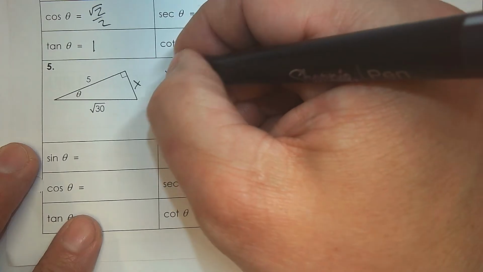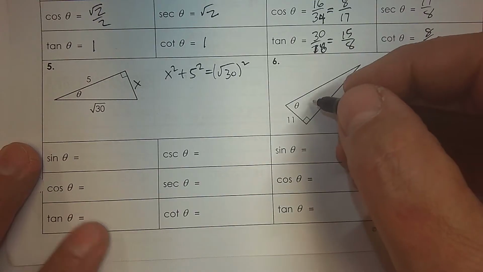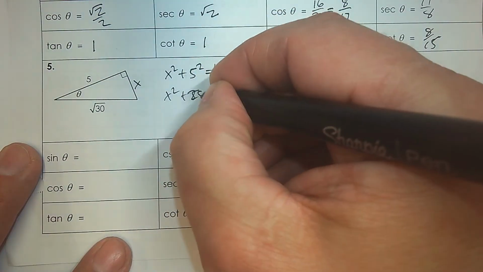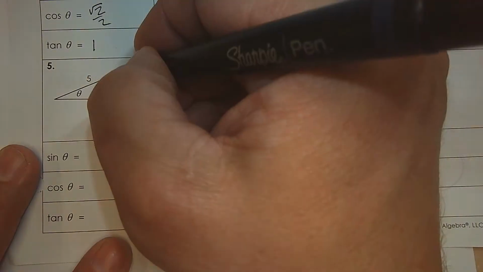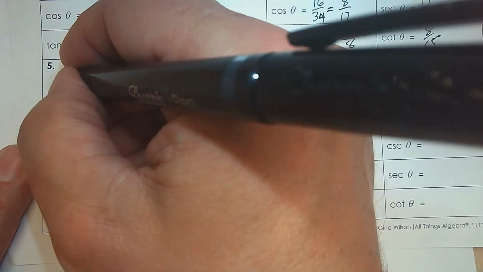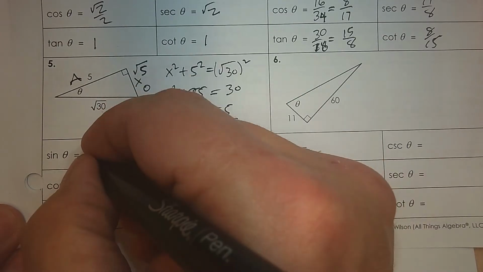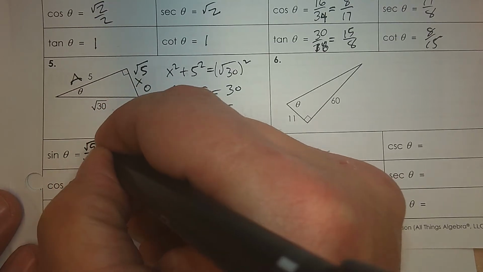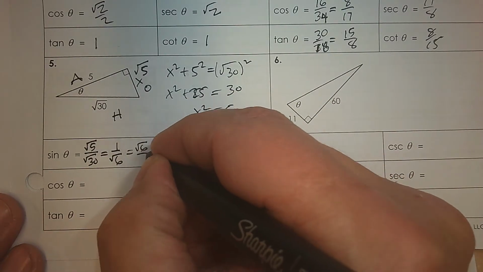All right, number 5. So we need to find the missing side, label it. Order doesn't matter, but x squared plus 5 squared equals root 30 squared, so root 30 needs to be isolated. So this is 25, root 30 squared is 30, subtract 25, take the square root, and this missing side is root 5. So this is opposite, adjacent, and hypotenuse. So sine is opposite over hypotenuse. So that is root 5 over root 30. That is the same as 1 over root 6, because 5 goes into 30 six times, and then if you rationalize it, it's root 6 over 6.